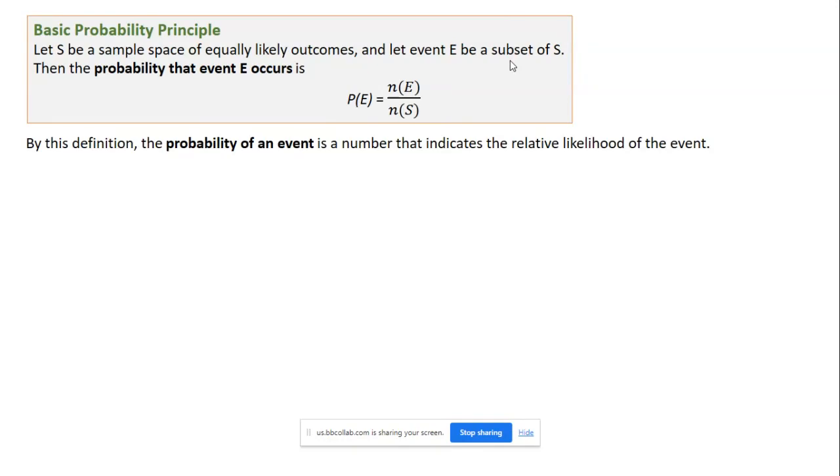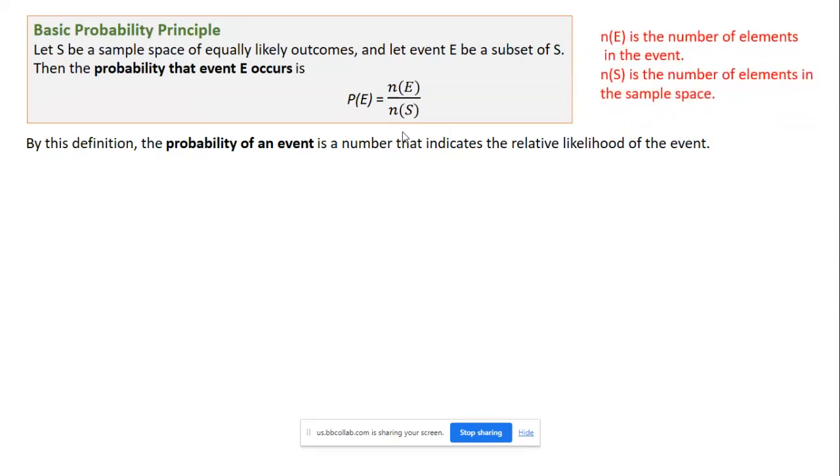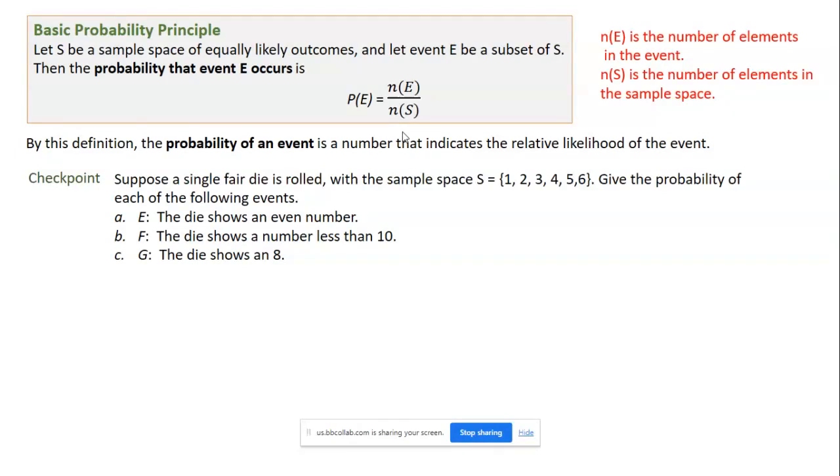So here again, to put this in words, the definition of probability: the probability of an event is a number indicating the relative likelihood of the event. So before I do some of the examples, let's explain this relative likelihood. I'm telling you that probability only lives between 0 and 1. So what does that mean, the relative likelihood of something happening?